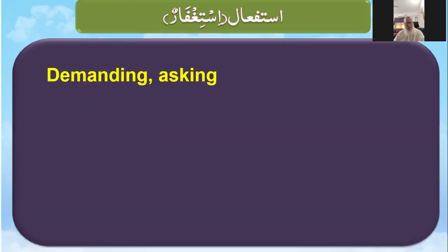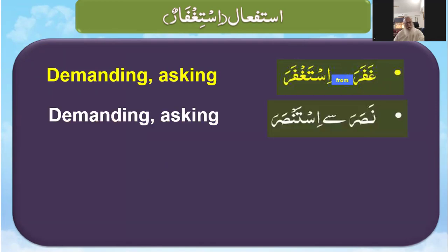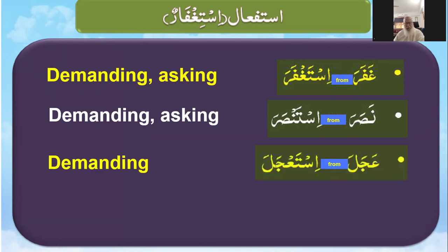Let's have examples. From ghafara, istaghfara: demanding and asking for forgiveness. From nasara, istansara: demanding, asking help, and wanting help. Demanding example from ajala, istajala. Ajala means quick. He did something quickly. Istajala, he's demanding something should be done immediately.